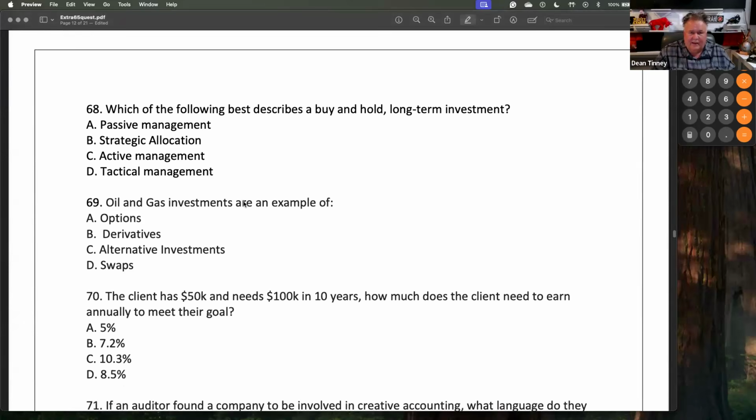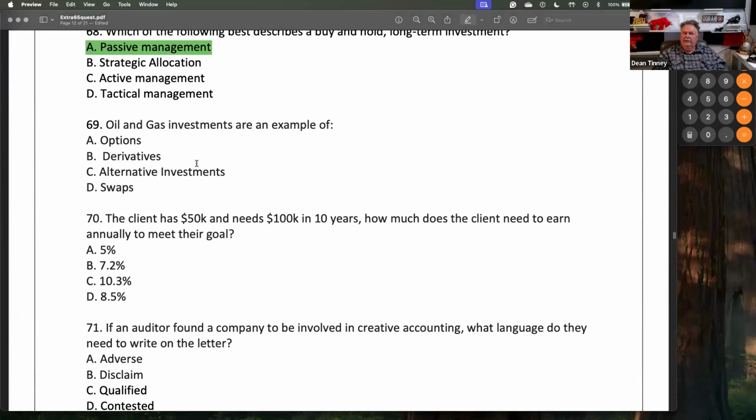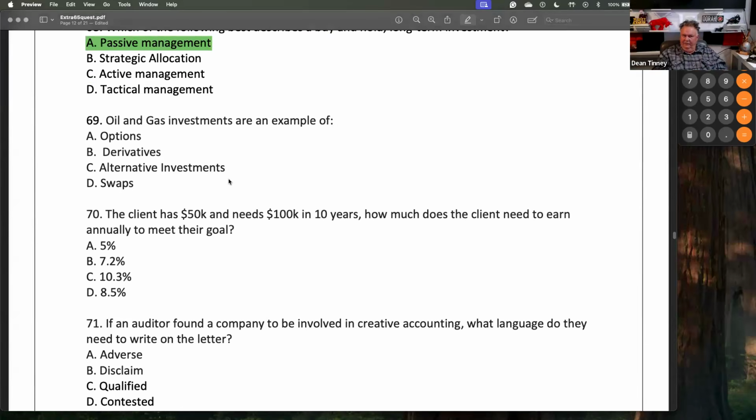Which of the following best describes a buy and hold long-term investment? Passive management. Very much a test question. And why is that a good thing? Very testable, because you have a lower cost structure and more tax efficiency. What comes with passive investments? The advantage is a lower cost structure and tax efficiency.